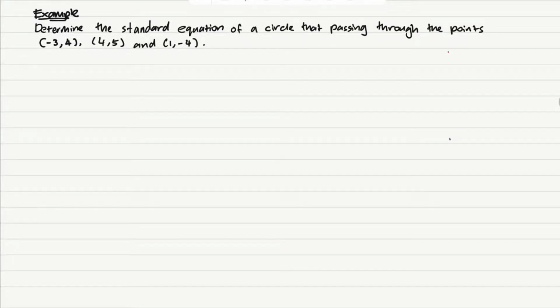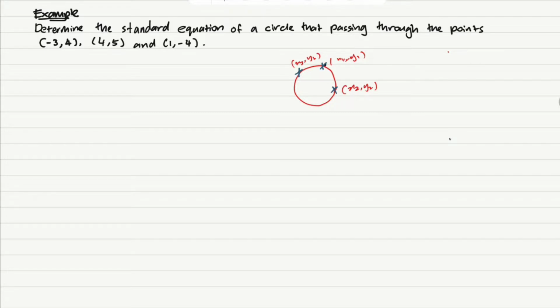Hi there! In this video, we will learn about finding the standard equation of a circle which passes through 3 points. This means that if we have 3 points, where these 3 points pass through a circle, how are we going to find the standard equation? Now, since we know that these 3 points pass through the circle, that means we can substitute those 3 coordinates into the standard equation of a circle.